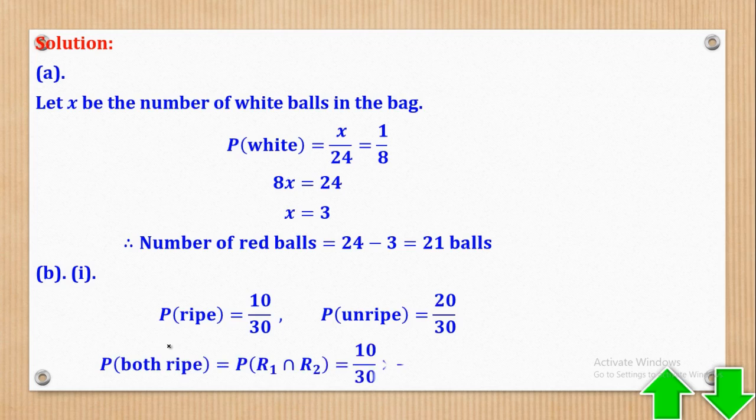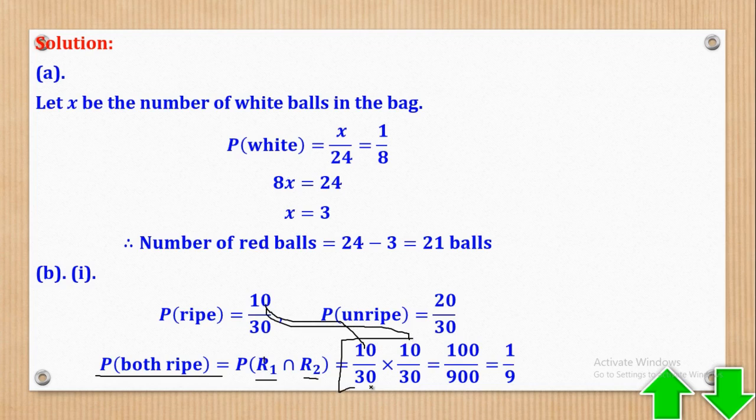But they told us in Roman 1 to find the probability that both are ripe. That means that the first one is ripe and also the second one is ripe. Now, because it was with replacement, it implies that probabilities do not change. So this one ripe is that, and also the second one to be ripe is also that. So with replacement, probabilities do not change.